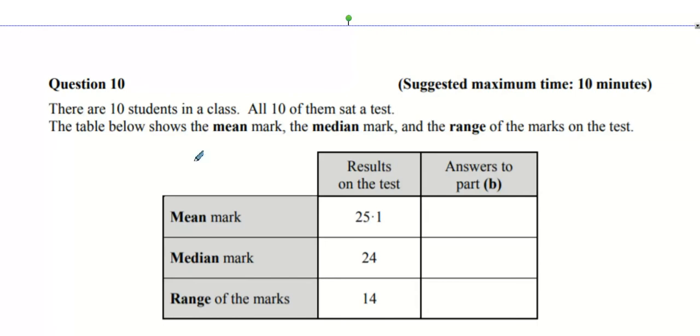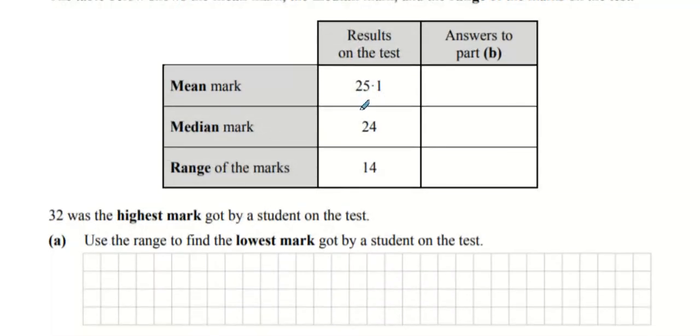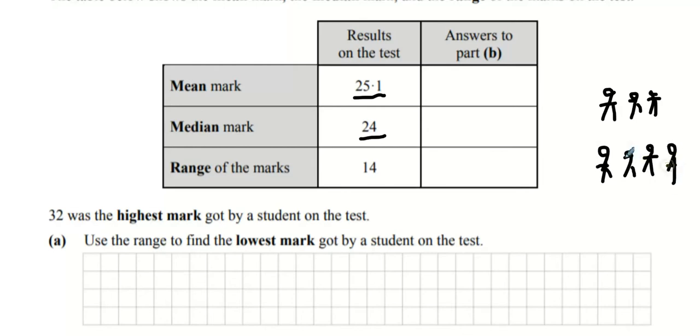Question 10. There are 10 students in the class. All 10 of them sat a test. The table below shows the mean mark, the median mark, and the range of marks in the test. Okay, so the mean, the average, is 25.1. The median means the middle person, or the average of the middle 2 people, was 24.